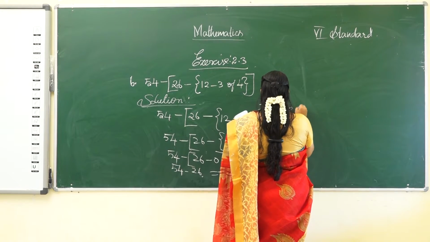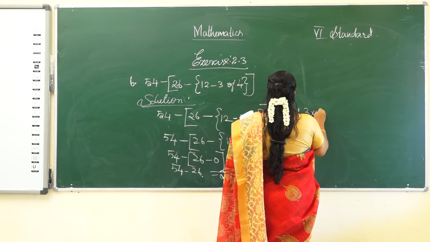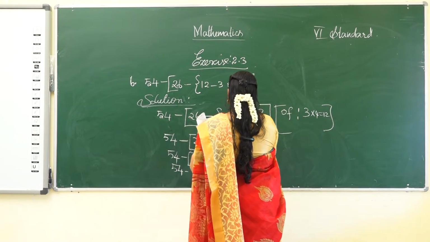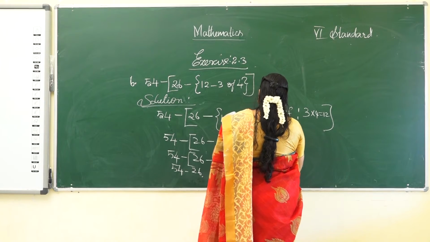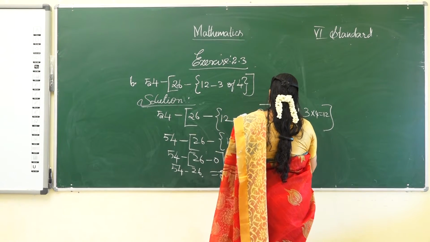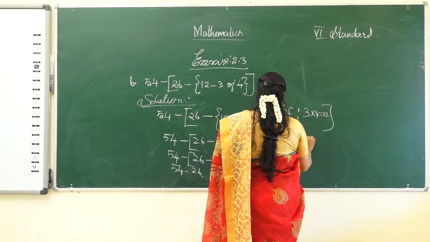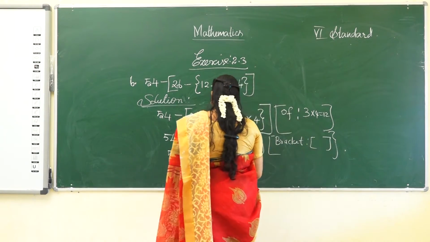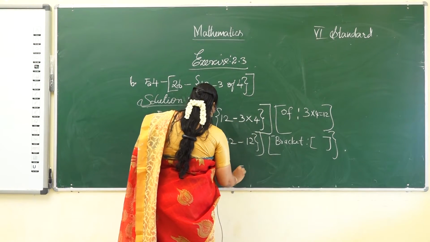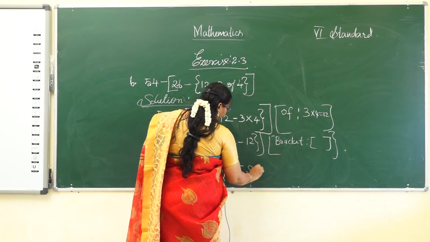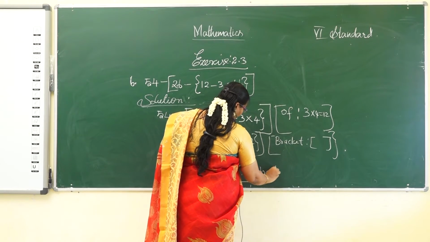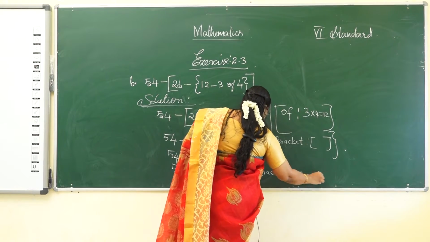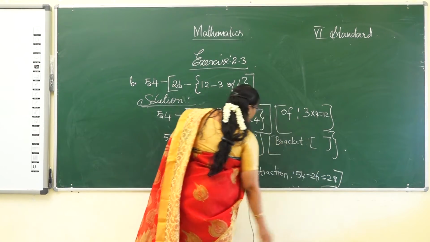Here write of: 3 into 4 is equal to 12, and next bracket, simplify, and then in this place write subtraction: 54 minus 26 equal to 28.